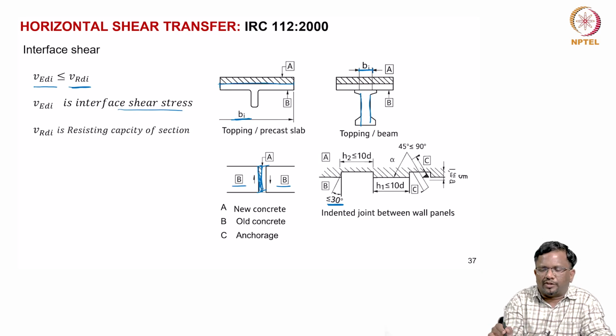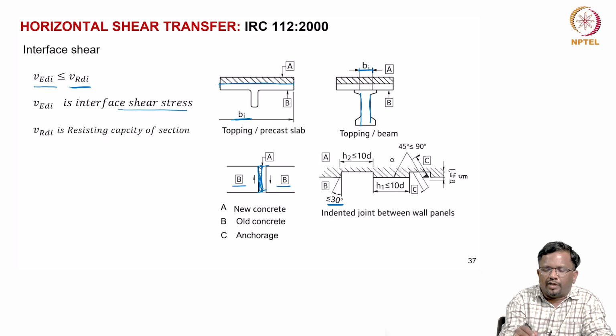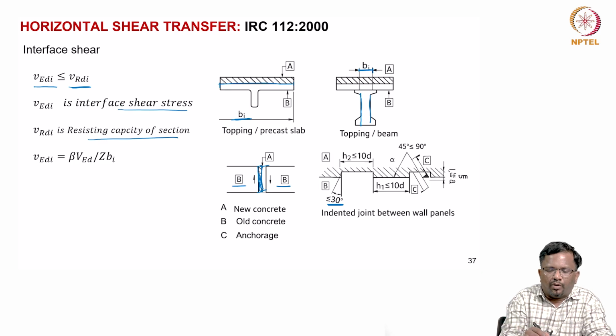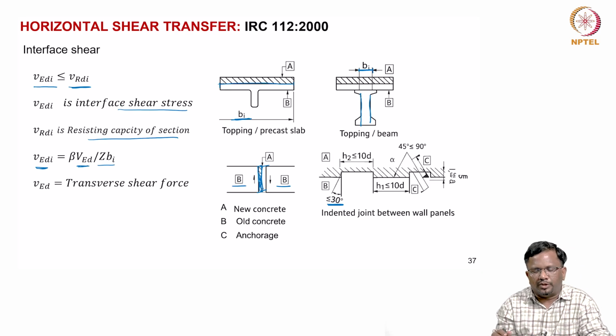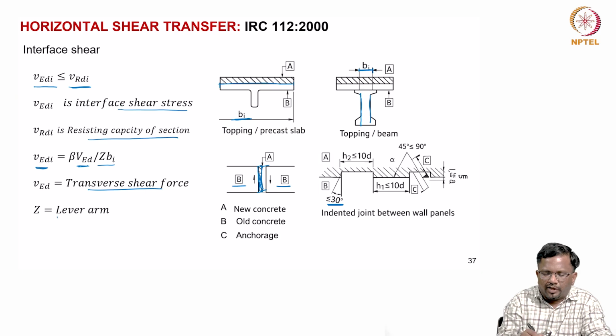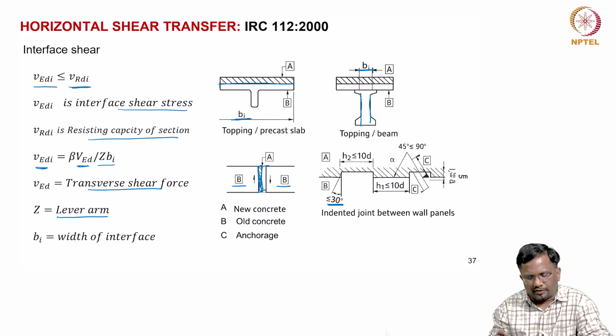Now, interface shear, as expected, always the demand has to be less than your resistance, and VEDI is the interface shear stress because that is coming from external load, and VRDI is the resistive capacity of the section. Now, what is VEDI? The shear stress due to demand. This is shear force multiplied by beta divided by Z into BI. Now, what is VED? VED is your transverse shear force that is acting in the cross section. Z is your lever arm to resist the internal forces, and BI is the width of the interface, right.